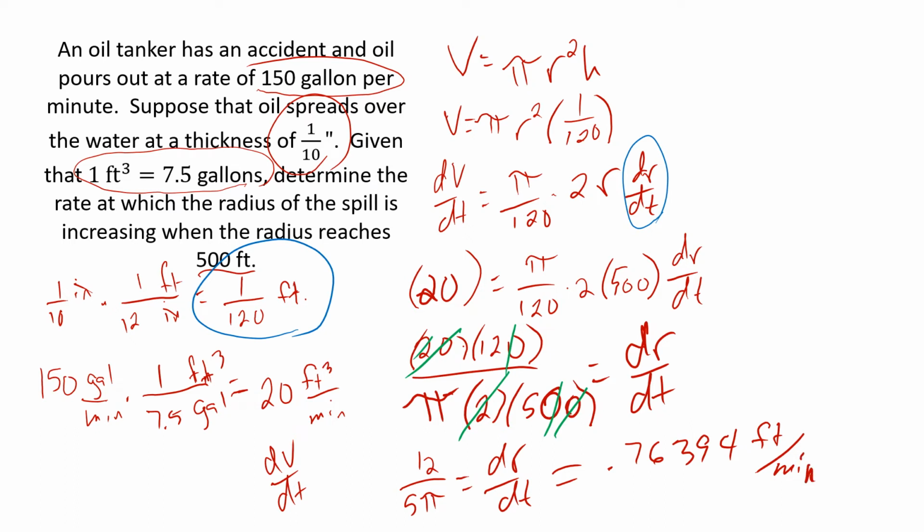And so this question, our formula was different. We had some conversions to do, which isn't always a thing, but it's a thing enough that you want to be on the lookout for it. But the formula is different, but the process is the same. Plug in the constants, take the derivative with respect to time, and then plug in what you know to solve for the one variable that you don't know.